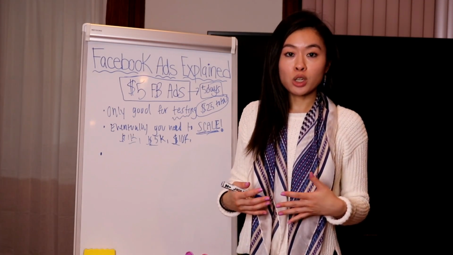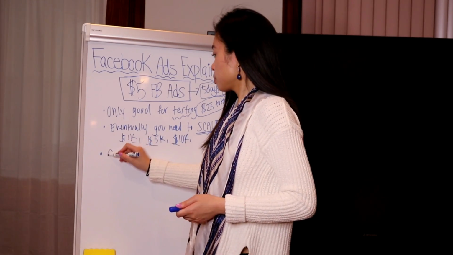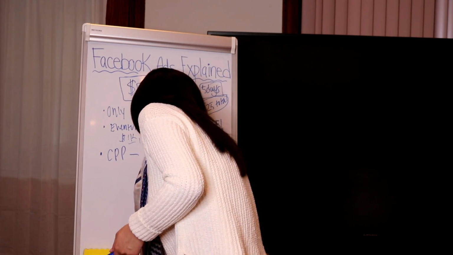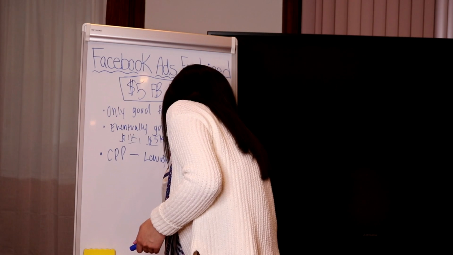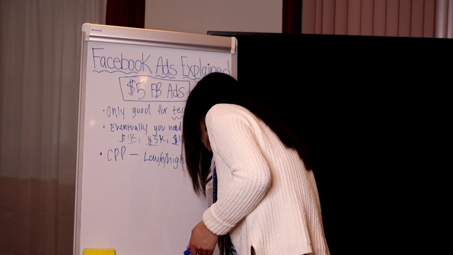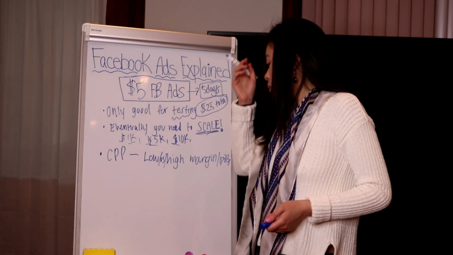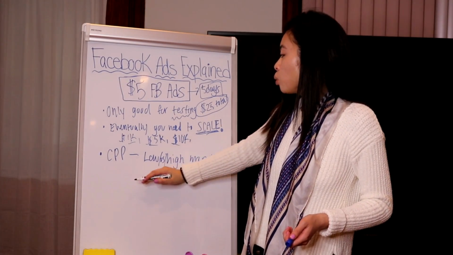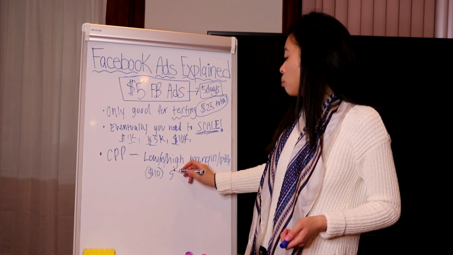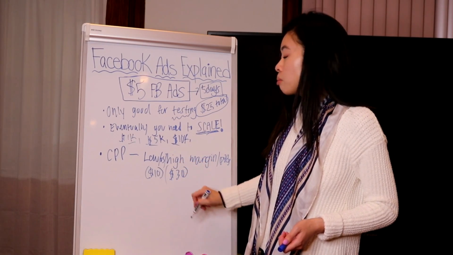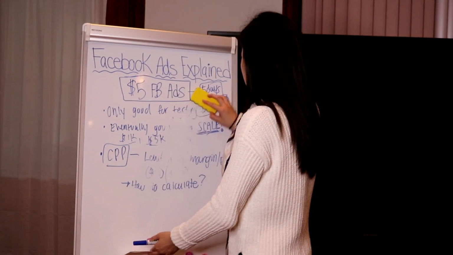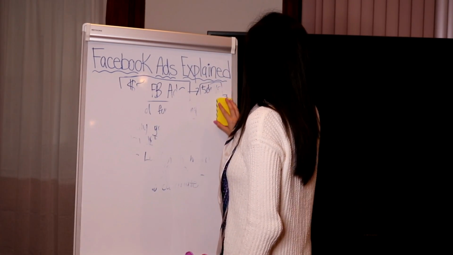Alright guys, so the next one I'm going to be talking about is cost per purchase. So CPP, cost per purchase, and this is basically low versus high margin products. Okay, so depending on your product will determine your cost per purchase. So for low, it could be a $10 margin, and a high could be a $30 margin. Okay, so actually I'm going to erase this because I'm going to put this up here so you guys can see it.